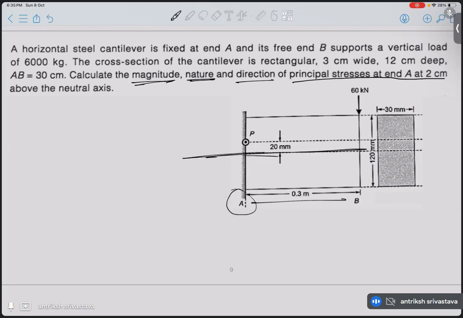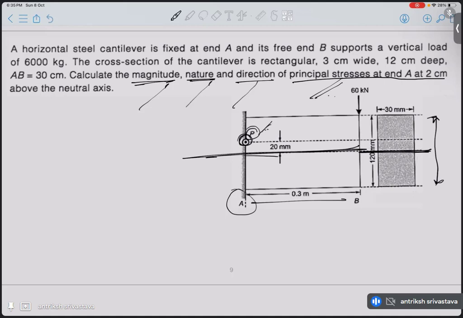The neutral axis is the center. When we have a beam which is perfectly symmetrical, the neutral axis coincides with the center, half of the depth. When we have something like a T beam, then the neutral axis will shift somewhere above. Okay. So we have to identify the magnitude, the nature, and the direction of principal stresses at end A, 2 centimeter above the neutral axis at this point P.